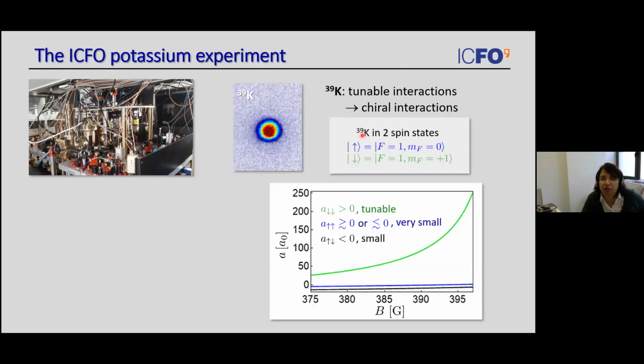In particular, we use these two spin states, spin up and spin down, which are |1,0> and |1,1>, at magnetic fields on the order of 385 Gauss, where the scattering length is such that for the down state, it's large, tunable and positive. You see, depending on the magnetic field, we can change its value. For the up state, the blue state, it's actually very small, and it can be positive or negative, depending on the exact magnetic field that we choose. And the interaction between the ups and the downs is a bit negative, but it's actually pretty small.